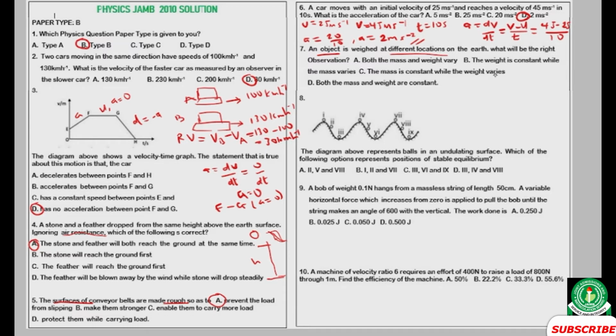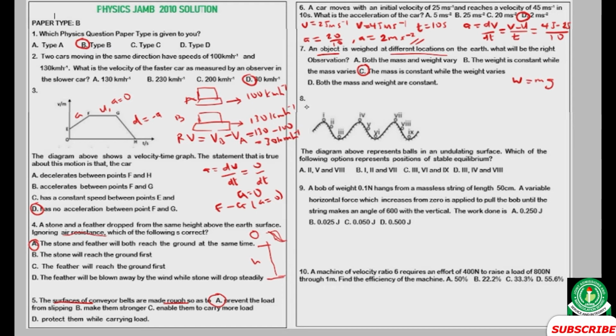Why does weight vary? Weight varies due to the presence of gravitational force. The mass is constant and is not affected by gravity, but the weight is affected by gravity, because weight is equal to mass times acceleration due to gravity. Mass is a standard or fundamental unit, which is constant regardless of the location of your measurement. So the answer here is C. The right observation is that the mass is constant while the weight varies as a result of acceleration due to gravity.